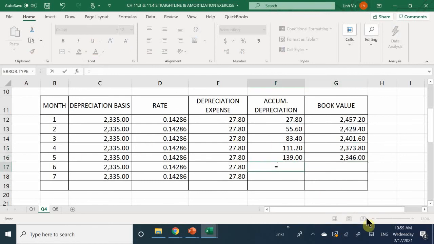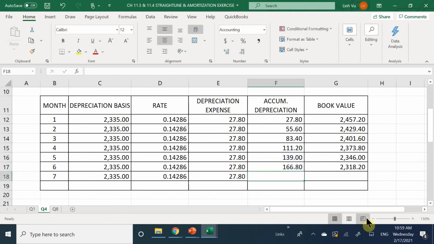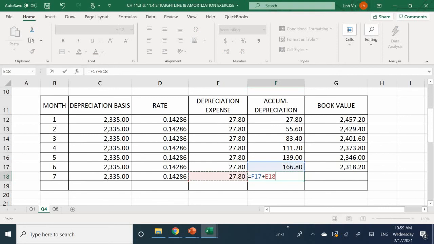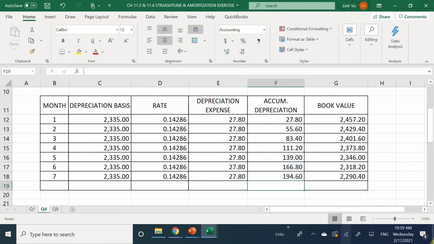So, what is the accumulated depreciation for month 6? 166.8, bringing my book value to be 2318.2, or 20 cents. So then, what is my accumulated depreciation for month 7? 194. Bringing my book value at the end of the 7th month to be 2,290.40.